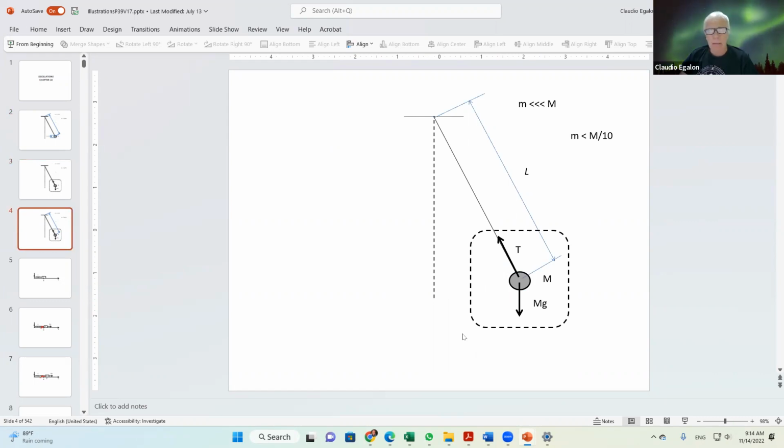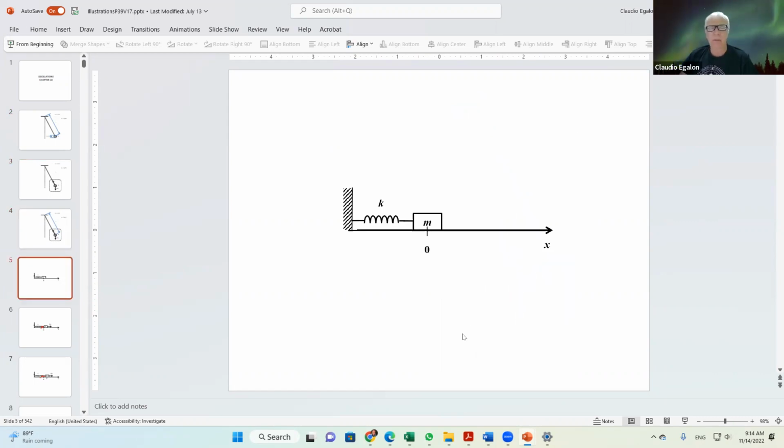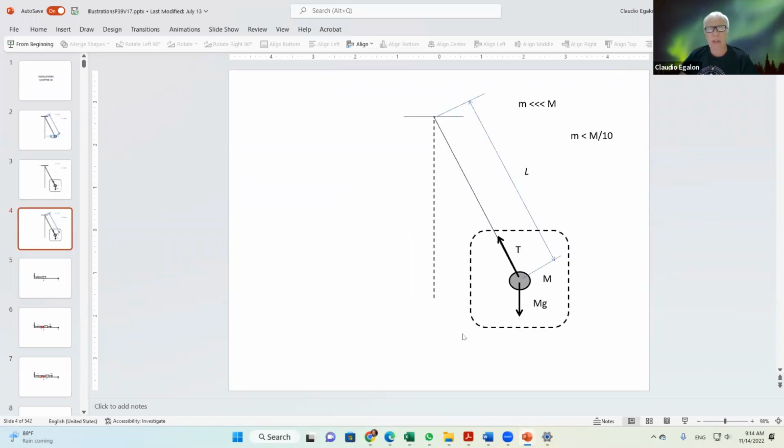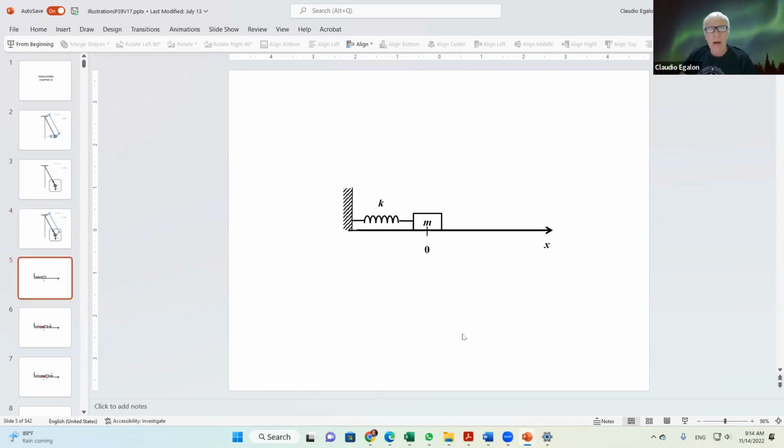A similar device is this one that you see here. Not that it's similar in its physical construction. In its physical construction, it's very different from what you see here. Here is a mass attached to a string. Here is a mass attached to a spring, right? Isn't it funny that a string and a spring sound very similar, right?